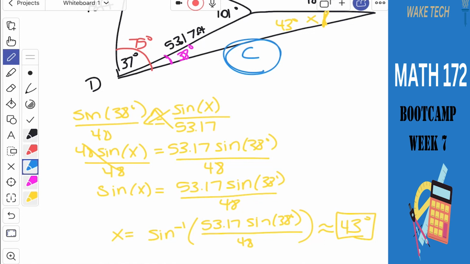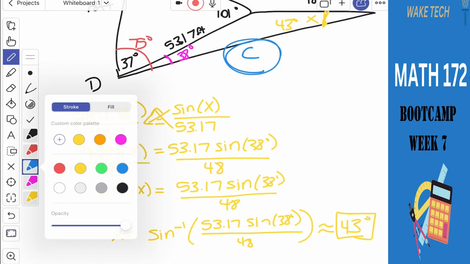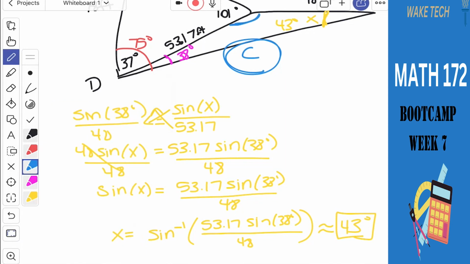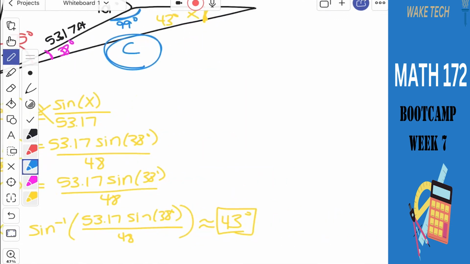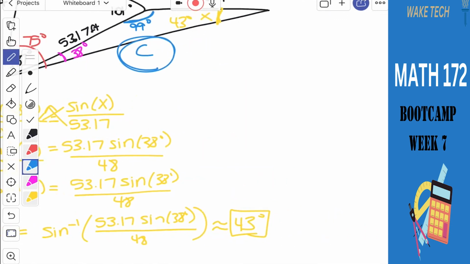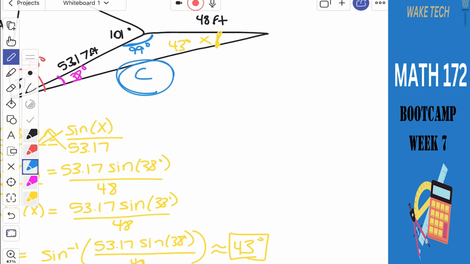But that helps us because now we can find this missing blue angle at the top by using 180 minus 38 minus 43. That top angle is 99 degrees. And now that we know that angle, we can solve for side C, once again by repeating the law of sines process.